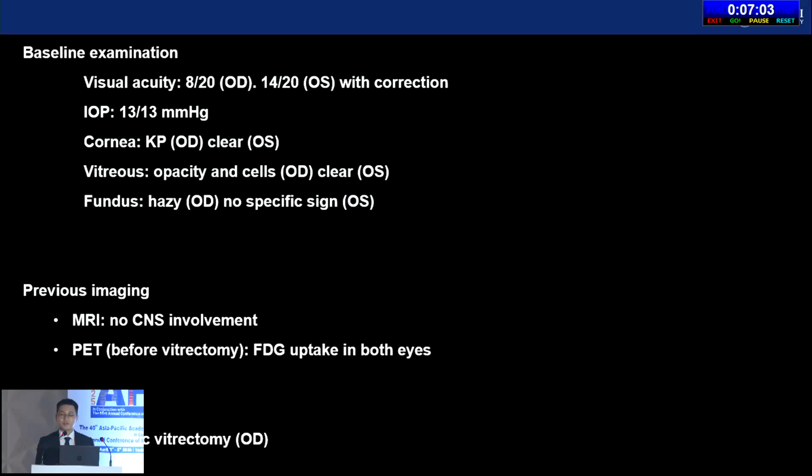At baseline, her visual acuity in her right eye was 8/20, IOP normal. She had keratic precipitates in her right cornea, vitreous opacity and cells, and a hazy fundus in her right eye. Her left eye was otherwise normal, except that she had undergone vitrectomy. Previous imaging showed no CNS involvement, and PET scan done before vitrectomy showed FDG uptake in both eyes. Our plan was to do diagnostic vitrectomy in her right eye.